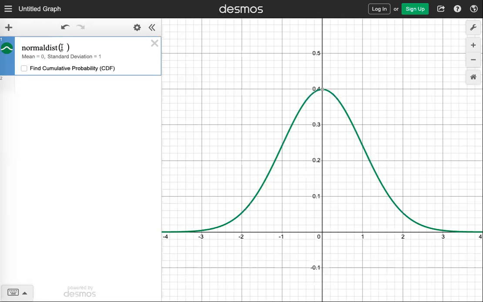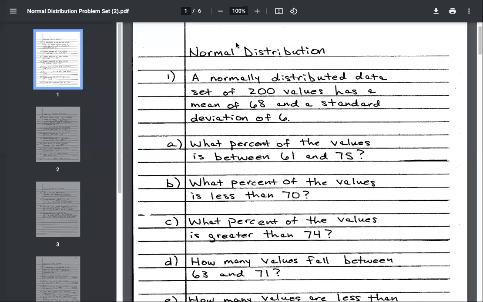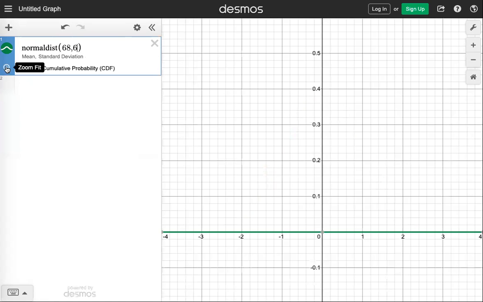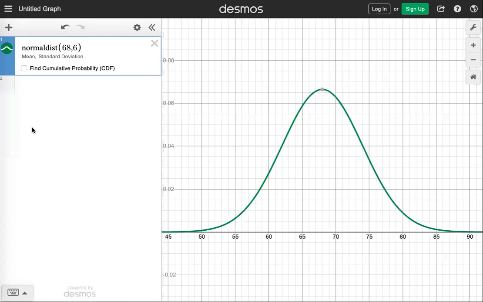Now, the two numbers that we're going to put into the normal distribution are the mean, which is the average, and the standard deviation. In the question, it tells us that our mean is 68 and our standard deviation is 6. So I'm going to type in 68, 6. Then once again, I'm going to hit the zoom fit button at the bottom. Now I can see my normal distribution. We call this the bell curve because it's shaped like a bell.